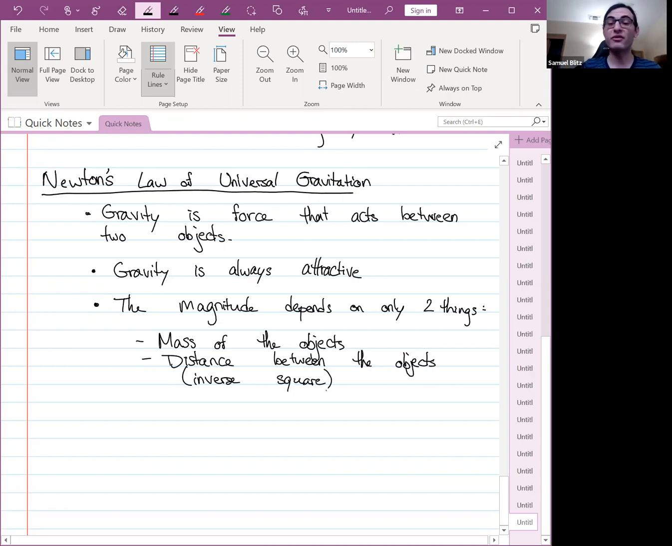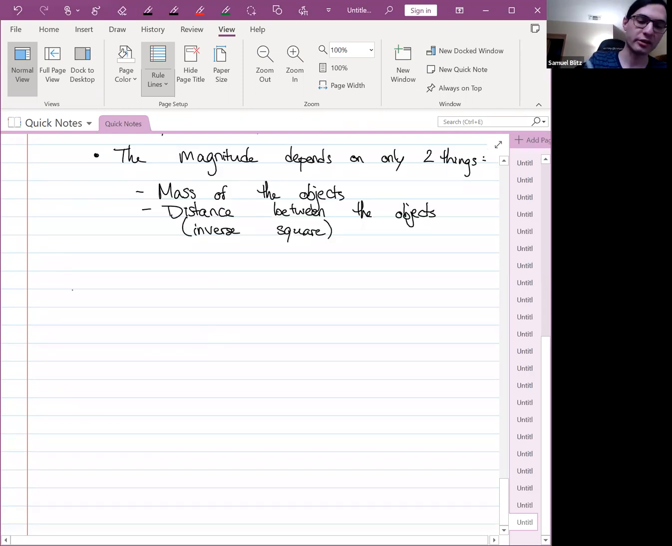So we can find consequences of these observations. The consequences are as follows. First, gravity is a force between 2 objects. So if the Earth pulls on an apple with a force of 500 newtons, then the apple pulls back on the Earth with a force of 500 newtons, from Newton's third law.